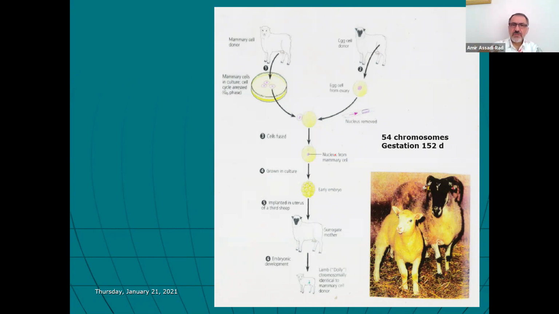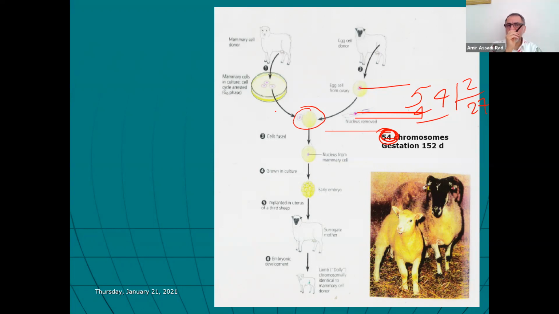So what they did: they took the mammary cells, which are 2N, with all 54 chromosomes, and put them in a dish. Then they took the egg from a black-headed sheep and removed the nucleus. The nucleus of a black-headed sheep egg has how many chromosomes? 54 divided by 2. Boy, I'm putting myself on the spot. Come on, 27 chromosomes, right? So they removed that. Then they took the nucleus with 54 chromosomes and put it in the empty egg. These are the parts you miss during the exam.